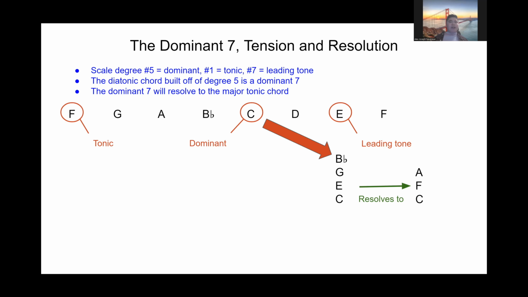You can now understand what we just said in a previous slide: the diatonic chord built off of scale degree 5 is a dominant 7, and that's why it's called a dominant 7. So in the key of F major, which we have here, a dominant 7 is going to be diatonic when it's starting on C, and it's going to resolve to the home chord of F major.